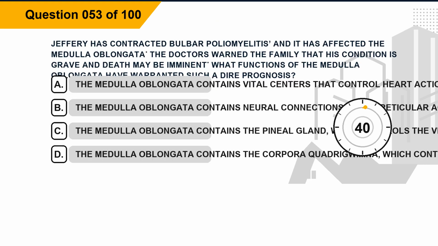Question 53. Jeffrey has contracted bulbar poliomyelitis, and it has affected the medulla oblongata. The doctors warn the family that his condition is grave and death may be imminent. What functions of the medulla oblongata have warranted such a dire prognosis?